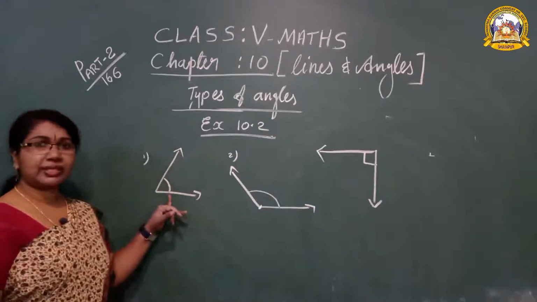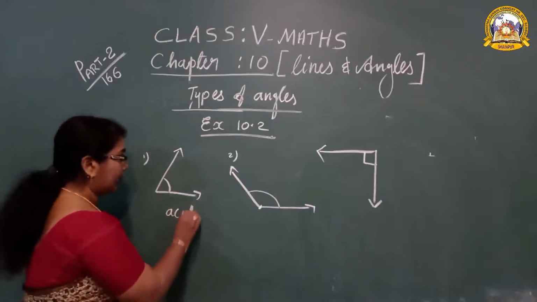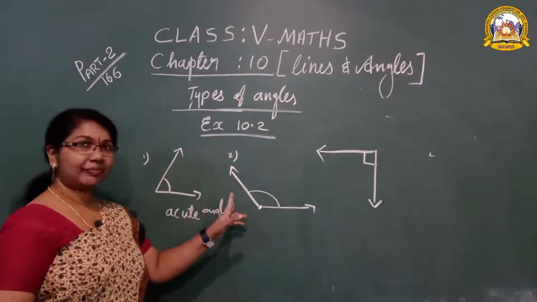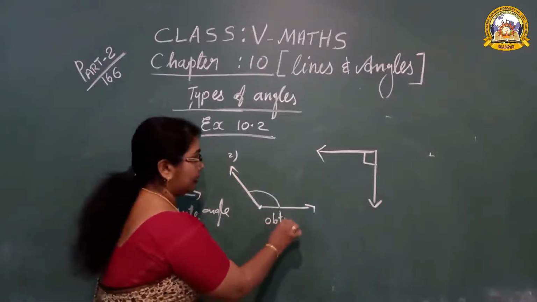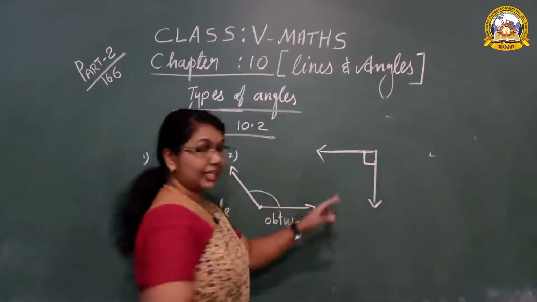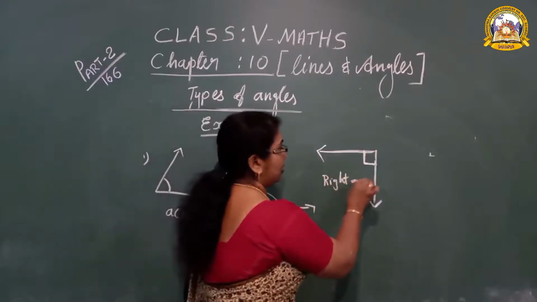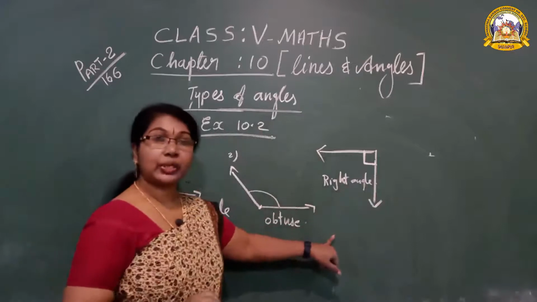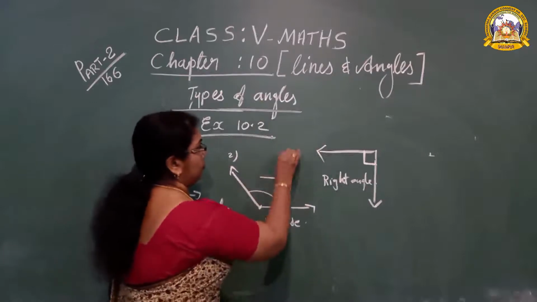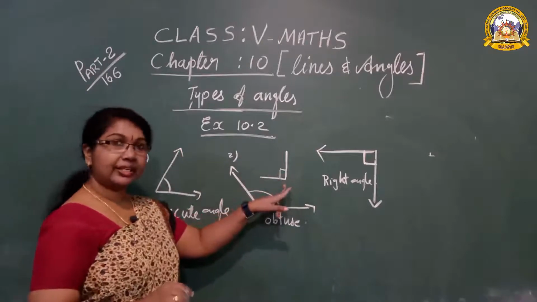Can you say what's the name of this angle? Its measure is less than 90, so it is called acute angle. Yes, this is more than 90, it is obtuse angle. Then this is, I told you, if you are getting one square, what's the name of this angle? Right angle. By seeing the picture, then you can understand it is what type of angles. What's the name of this angle? If it is given like that symbol, it is 90 degree right angle.